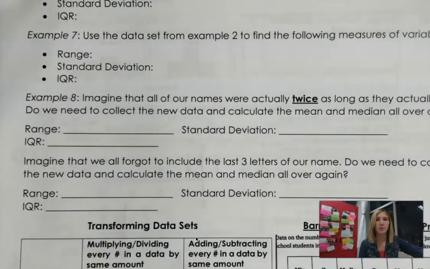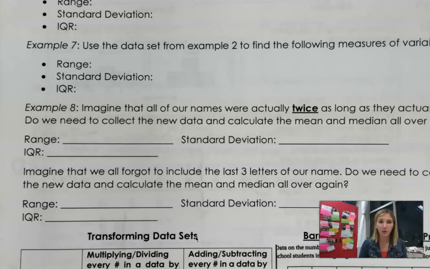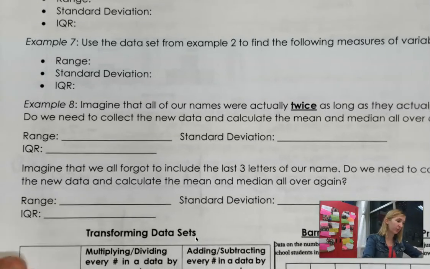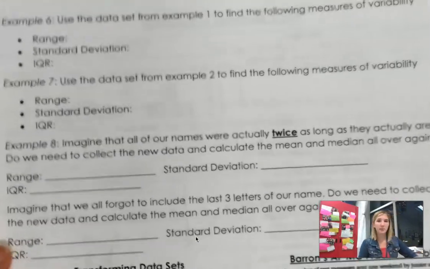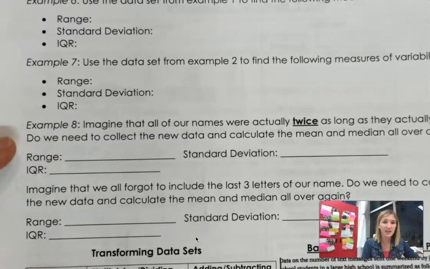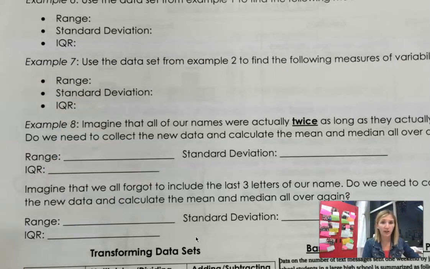All right, now for example 8, I want you to imagine that all of our names were actually twice as long as they actually are. We've already done these numbers, right? We did them before with example 3, right? So I want you to go back to example 3 and find that data set where we imagine that all of our names were actually twice as long. Use that data set and find the range and the IQR and the standard deviation.